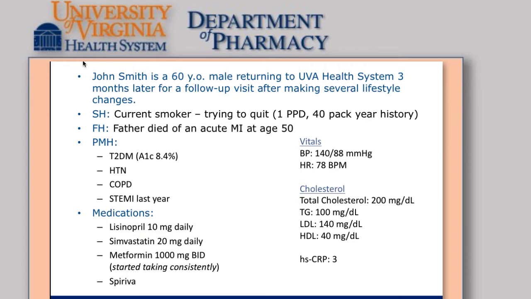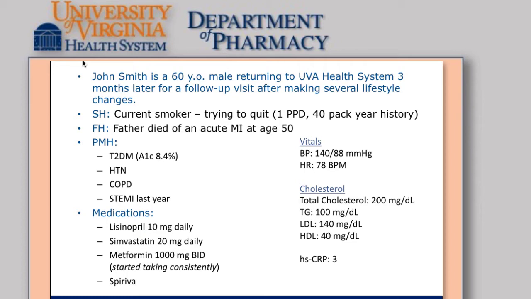So John Smith has returned after 3 months. He was really worried about all his cardiovascular risk factors. He's decided he's going to try to stop smoking. He's really been trying to eat better. He started taking his metformin more regularly, and his A1C has come down a little bit.